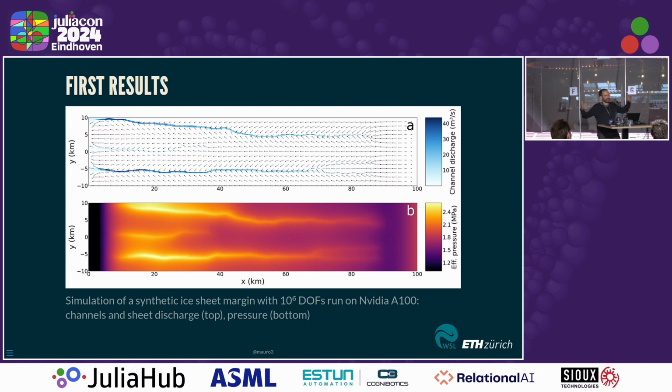So you see as the water gets drawn towards the channels, quite similar to subaerial drainage, where rivers collect water from smaller rivers from overland flow. And at the bottom you see essentially the water pressure. Well, this is effective pressure, which is ice pressure minus water pressure. And the water pressure is lower in the channels, so that's why they draw in the water from the sides.